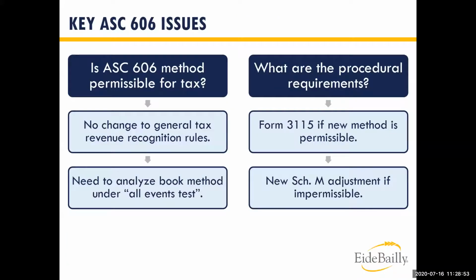The main issue and the main question I get on ASC 606 is, okay, my audit team told me I have to make a change to my revenue recognition and they've computed an adjustment to my financial statements. What do I do for tax purposes? Well, to figure that out, our first question is always, is that a permissible method for tax? Aside from the 451B and C provisions we're going to talk about in a minute, there really has been no change to the tax rules.